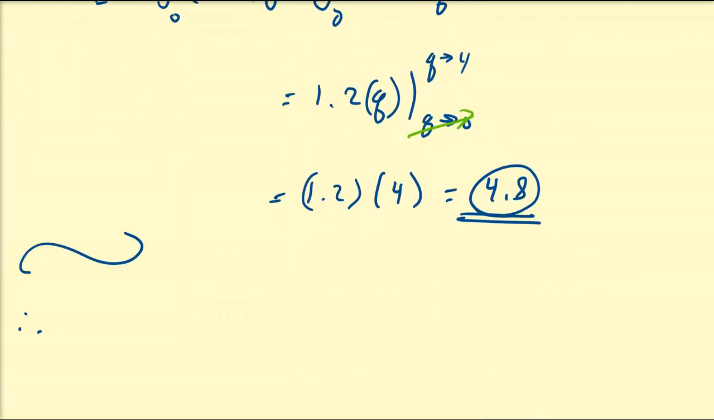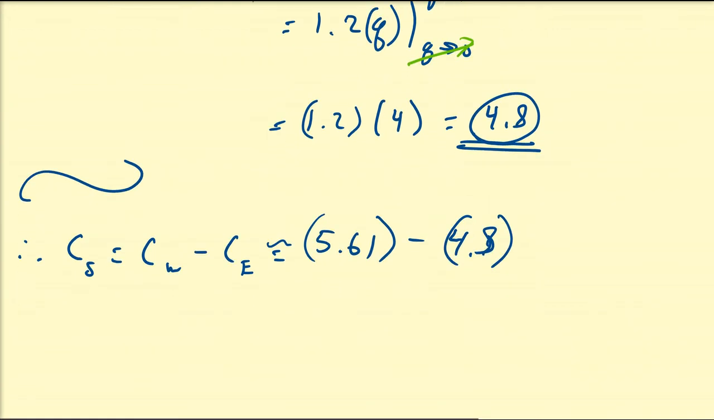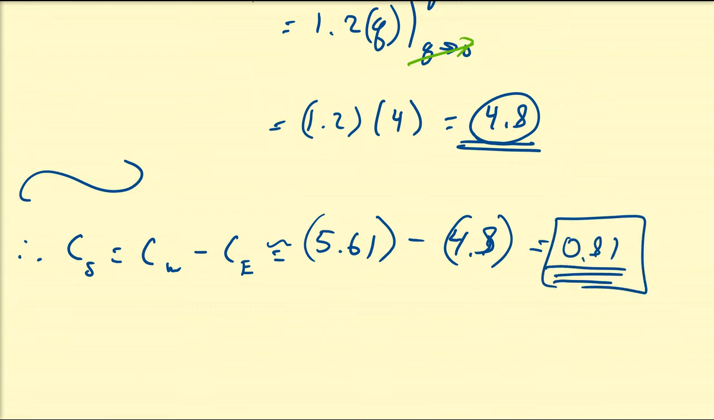And finally, my consumer surplus, which by definition is going to be my willingness to spend minus my consumer expenditure, which is going to be approximately equal to 5.61 minus 4.8. And we can find that that is equal to 0.81. And again, I leave the interpretation for the reader, but this is some basic applications that you can use integration for in terms of economics.